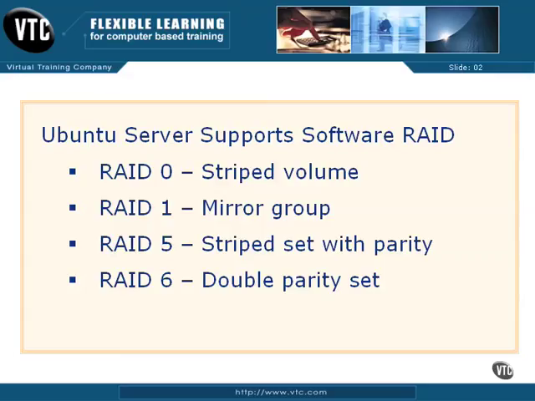RAID 6 is known as a double parity set, as it can survive the loss of up to 2 partitions, but that means it requires the configuration of 4 partitions, presumably on 4 different physical hard drives. RAID 4 is also supported in the Linux kernel, but as RAID 5 and 6 provide better data protection with the same number of disks, what's the point of RAID 4? But that's my personal opinion.